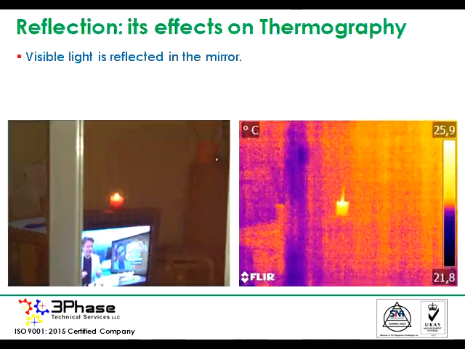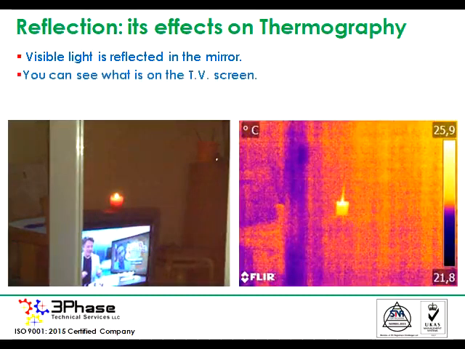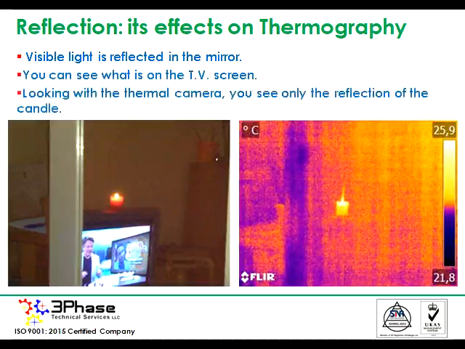Visible light is reflected in the mirror. You can see what is on the TV screen. Looking with a thermal camera, you see only the reflection of the candle.